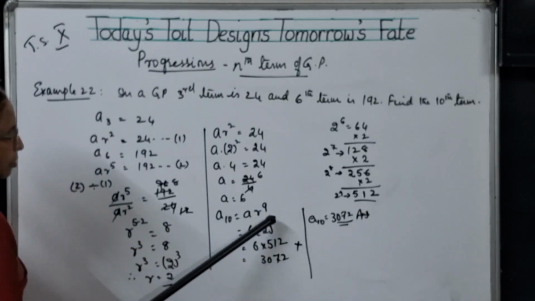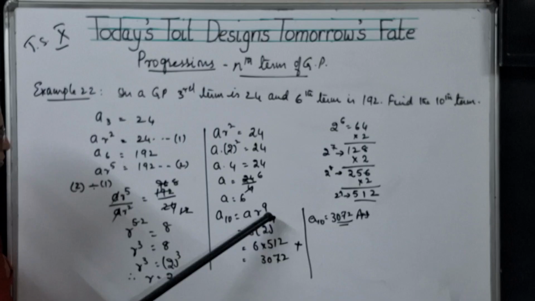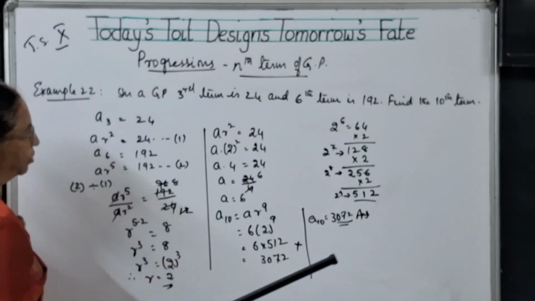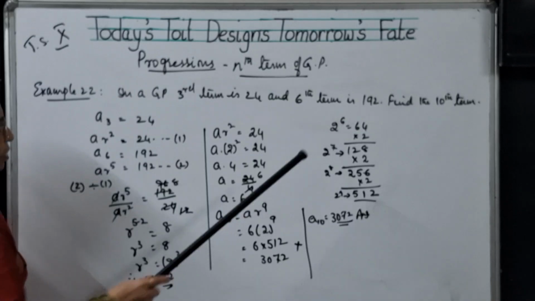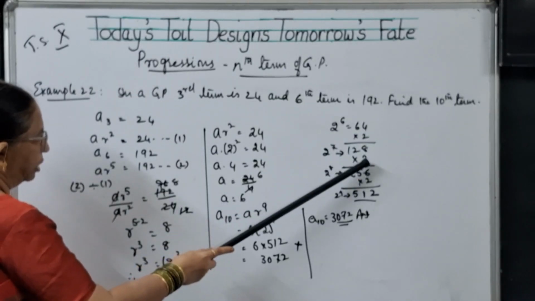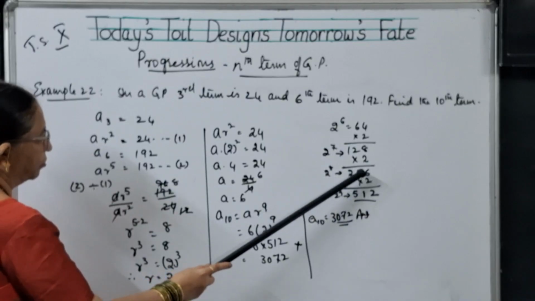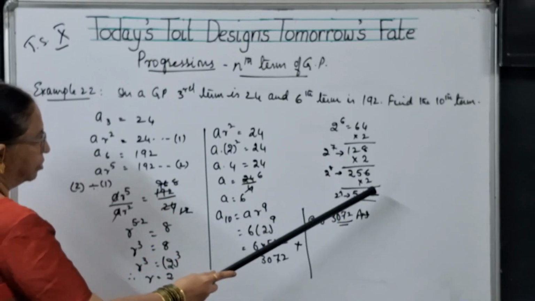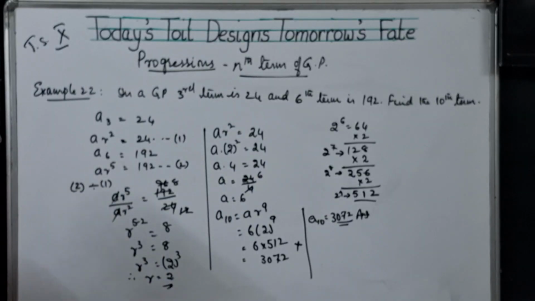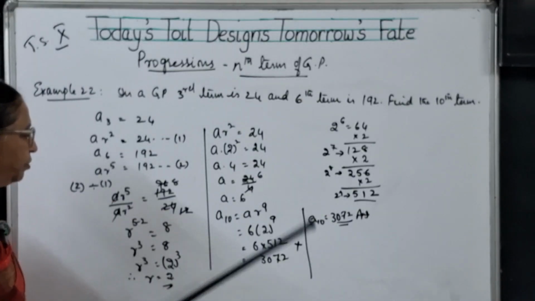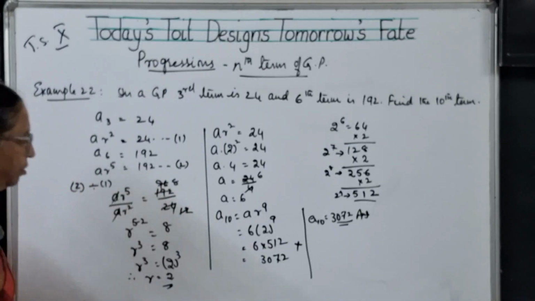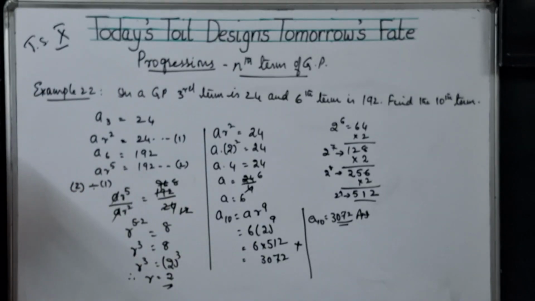a is 6 into 2 to the power of 9. What is the value of 2 to the power of 9? We know pretty well 2 to the power of 6 is 64, so up to that we need not do. If you multiply by another 2, we will get 2 to the power of 7. Multiply by another 2, we get 2 to the power of 8. Multiply by another 2, we get 2 to the power of 9. So 2 to the power of 9 is 512. So 6 into 512 is 3072. This is the answer for this problem, children. Please note it down.